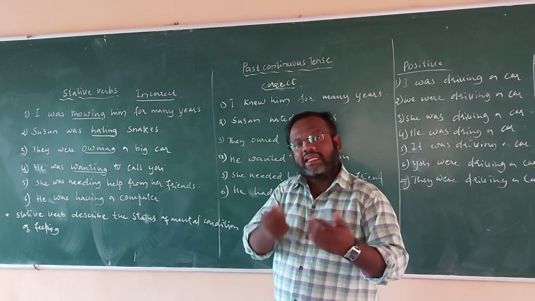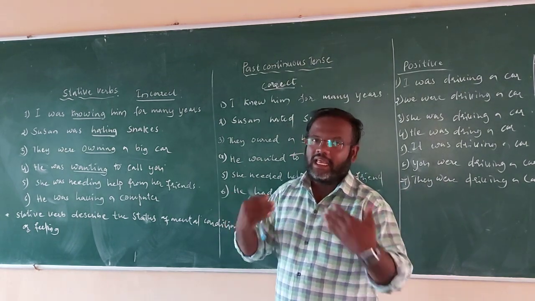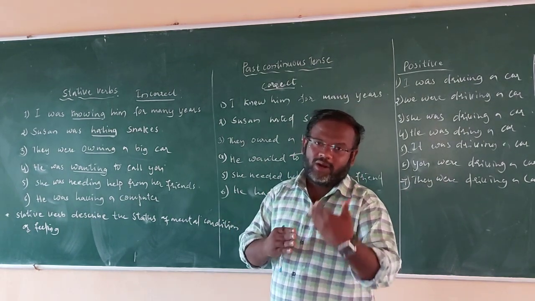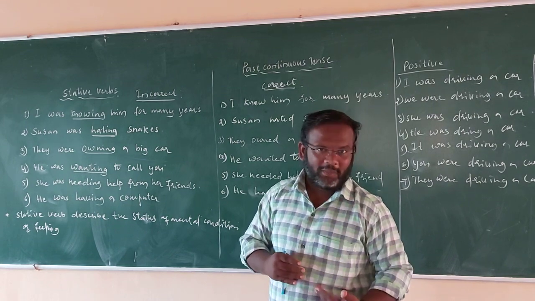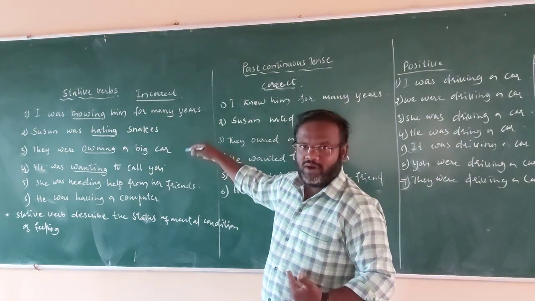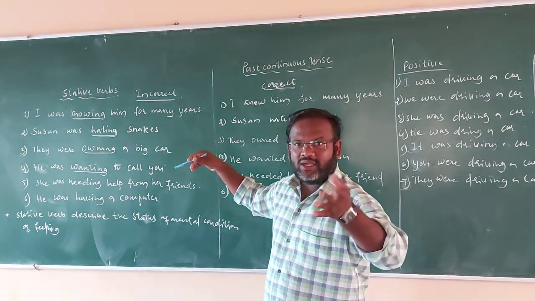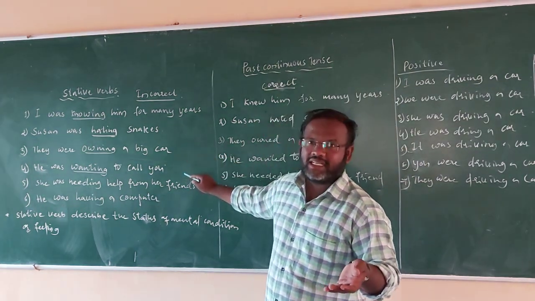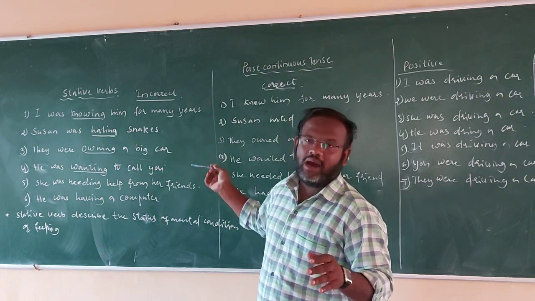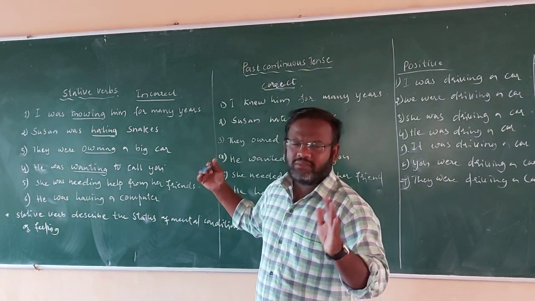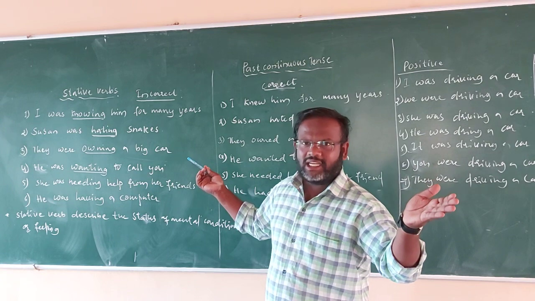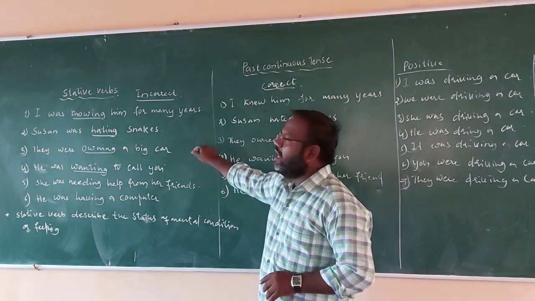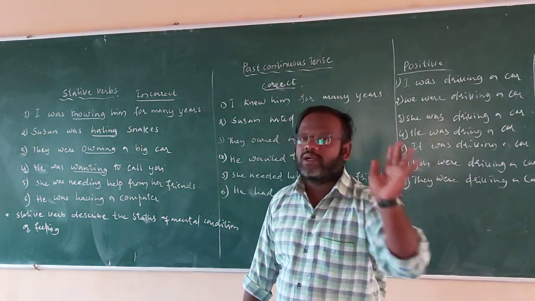So owning is there in the sense of possession, and definitely the stative form of a verb cannot be used in the continuation form, because it is not at all an action. Therefore, it is an absolutely wrong sentence. They were owning a car or big home, whatever ideas are in your mind, you can use it out. But if you use it with ing, it is absolutely wrong.